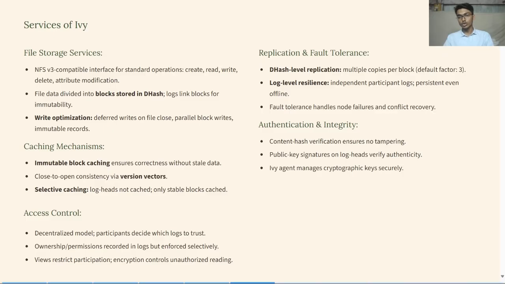Access control. Unlike centralized DFS, Ivy's model is decentralized. Participants decide which logs to trust. Ownership and permission bits are recorded in logs but enforced selectively. Views restrict participation to authorized users, and encryption controls unauthorized access even if data is widely replicated. These services collectively provide secure, decentralized, and resilient file system operations.